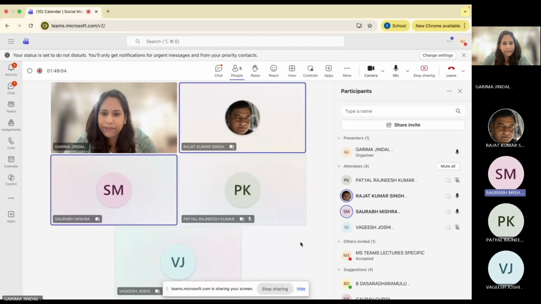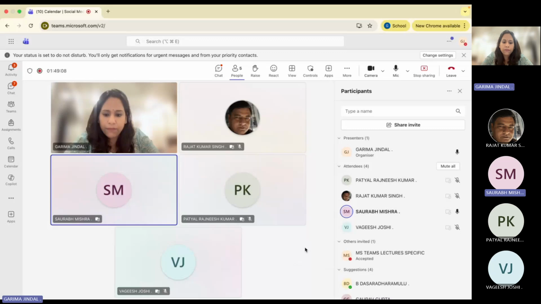Ma'am, one more thing we wanted to discuss with you. It's regarding the assignment. There are two parts of the assignment that have been given to us, and the second part is about information diffusion algorithms, and the due date is today. However, we are going to have this session tomorrow.